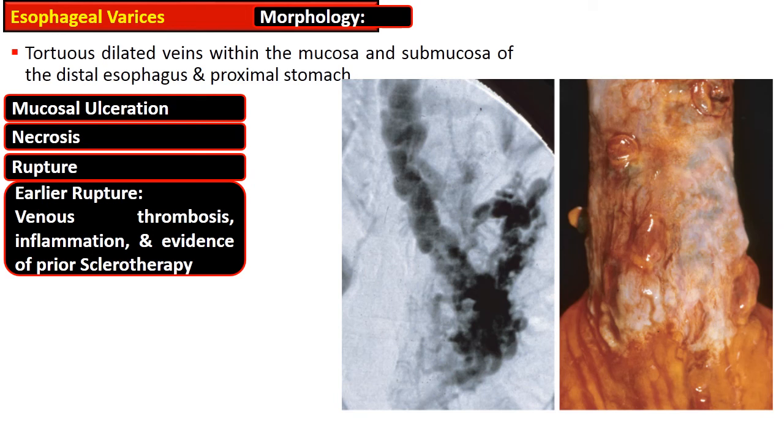On the left, this is the angiogram that is demonstrating the several tortuous esophageal varices, while on the right, this post-mortem specimen of the esophagus is showing collapsed varices, and there are some polypoid areas. These polypoid areas represent the previous site of variceal hemorrhage that have been ligated with bands.